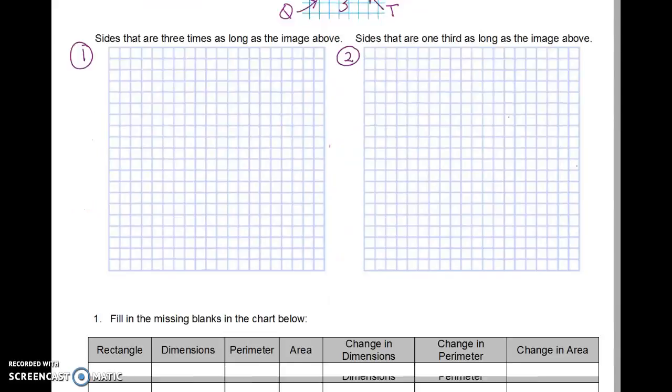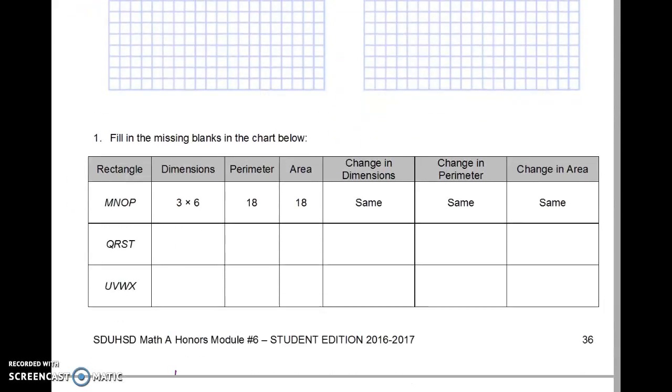Then you're going to fill out the table at the bottom of the page, and you can see rectangle MNOP, which is our given, is already done for you. Change in dimensions, I'm just going to cross that out. That makes no sense because the change in perimeter, change in area, change in dimensions, this is our initial starting point. So you're going to complete this table, I'm guessing 7 minutes. I'm going to ask the sub to pause the video and give you all about 7 minutes to complete this page. Then turn the video back on when you're done.